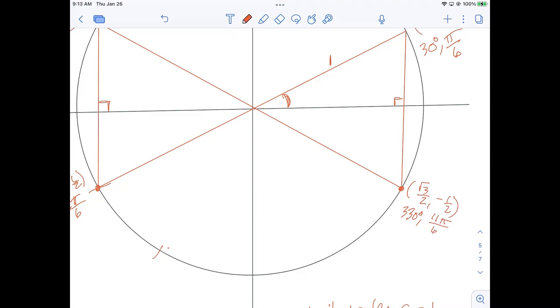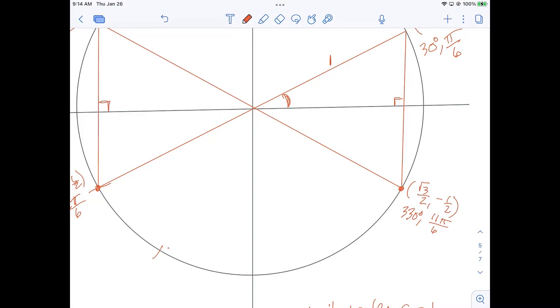And now we can go through all 6 if you want. What's cosine of 11 pi 6? Square root of 3 over 2. Thank you. Cosine is the x. Sine is the y. What's sine of 11 pi 6? Negative 1/2. That's easy.